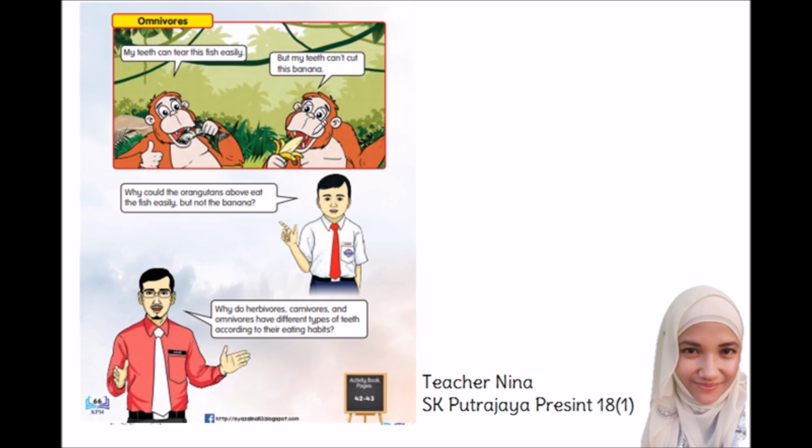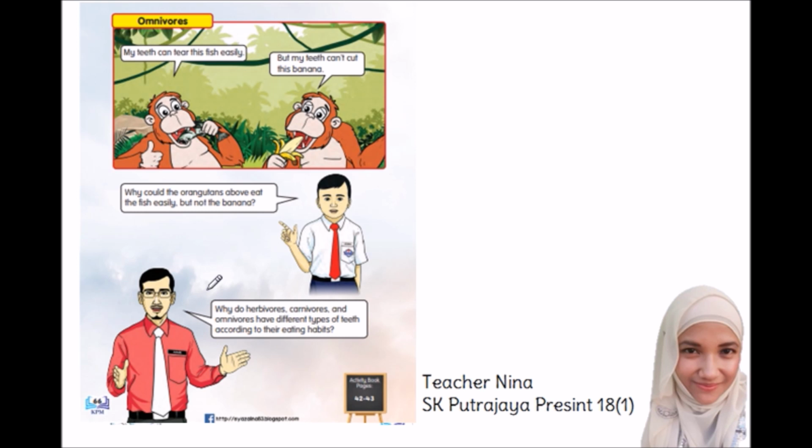If you look carefully, we can see only canines here. So that is why this one can tear the fish. But this fella here, well, he needs his incisors to cut the banana, right? Question. Why do herbivores, carnivores, and omnivores have different types of teeth according to their eating habits? What do you think?